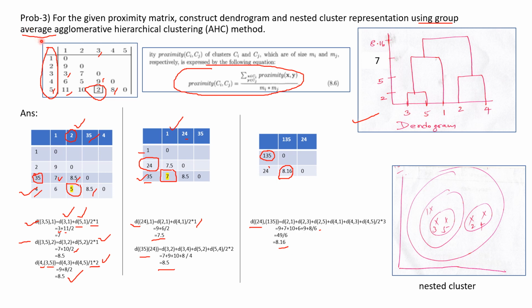So again I will repeat. In the exam, they might give a proximity matrix like this and ask you to apply all the 3 methods: min, max and group average.